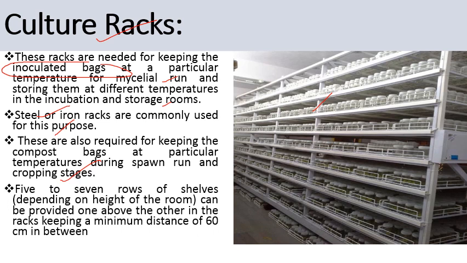Then it consists of 5 to 7 rows of shelves that can be provided one above the other, that we can see in this photograph, in the racks, keeping a minimum distance of 60 centimeter in between. So the packets are kept at a distance of 60 centimeter.